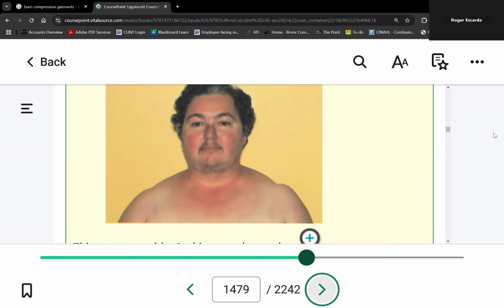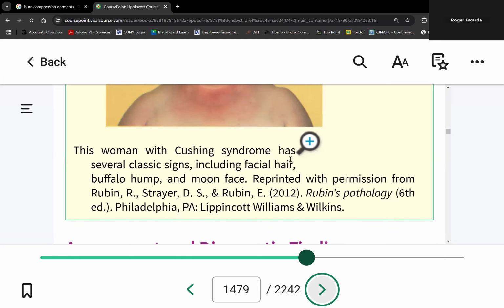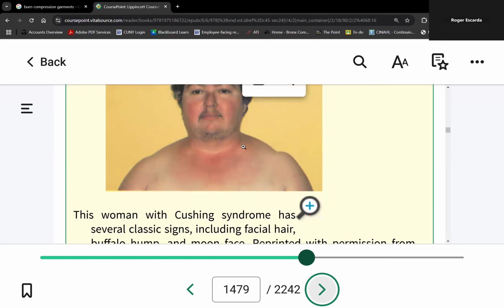All right, so this is what we mean. Yeah, the moon face, and then there's a buffalo hump. Okay, so there's a big camel hump right here, and then the rest of the body they'll have abdominal obesity, and then there'll be edema in the legs as well. And the skin, we don't have the abdominal picture, but the abdomen is so stretched that there will be some striae, some stretch marks. A lot of stretch marks.